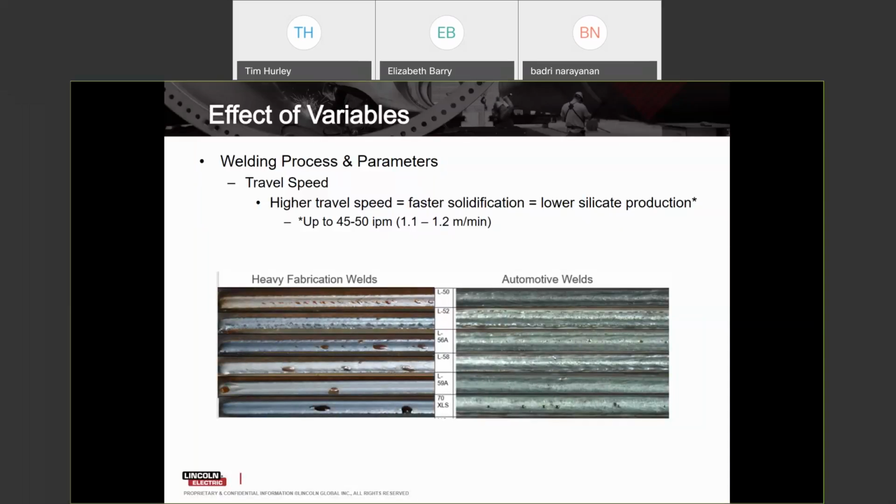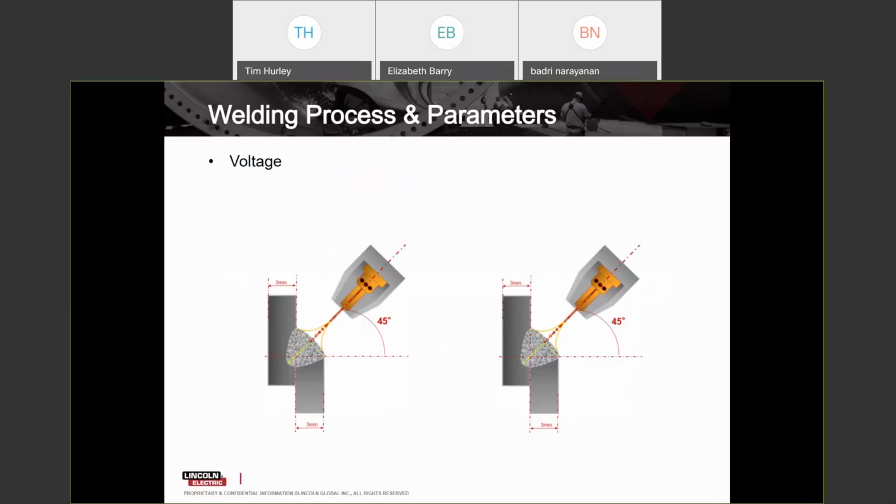Meters per minute. We haven't done a tremendous amount of testing at the very high speed range, but the faster travel speed equals lower silicate production really seems to be more up to a certain limit, I guess, is what we would classify that. The other thing that's different between these two welds, though, is voltage. One of the things that we're going to talk about, voltage is a very significant factor in a couple of different ways, and so we're going to look at why voltage is such a significant factor in this.